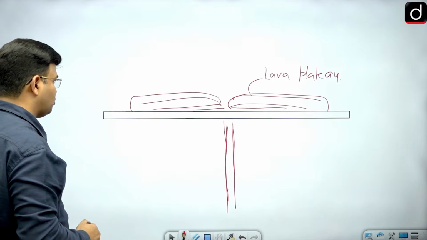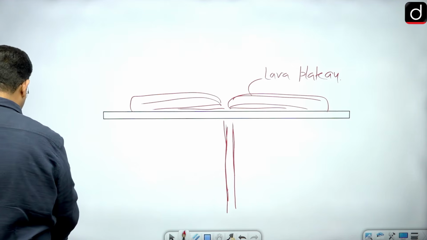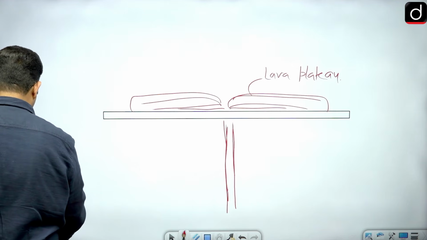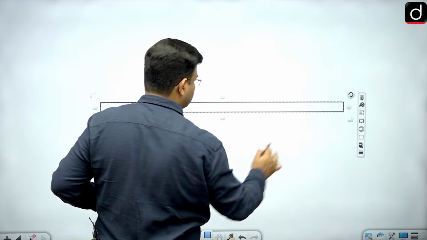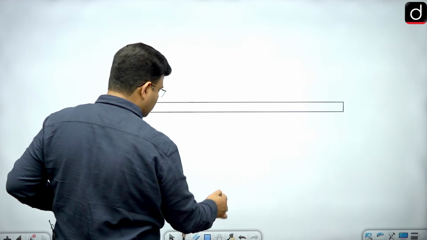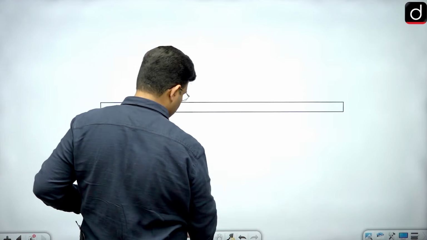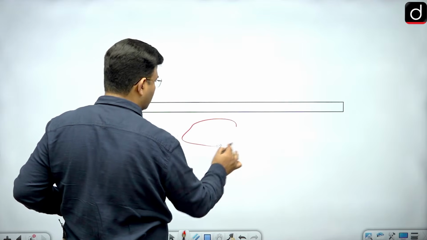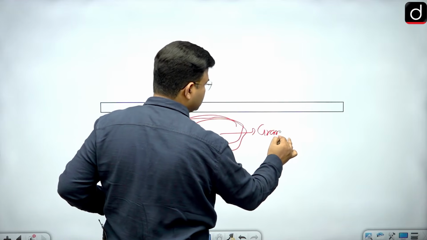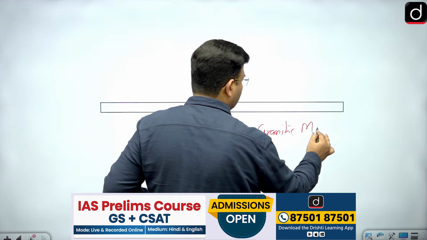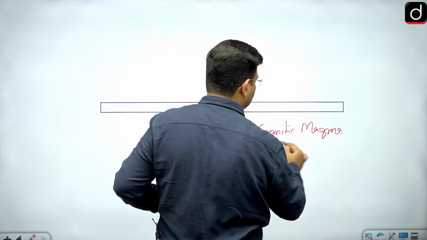And another point we can see: if granitic magma, which is very dense, is forming just near the earth's surface, what will happen?